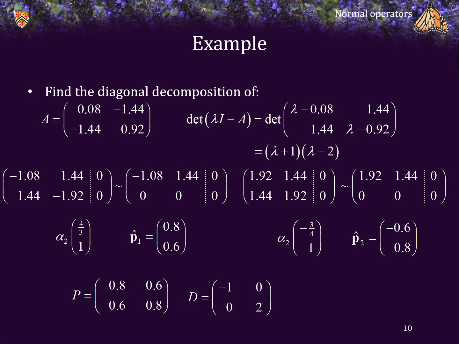So if you were to actually calculate P times this diagonal matrix times P transpose, you would get back the original matrix A. What this tells you, however, is that the effect of this matrix is to scale by a factor of 2 in the direction of P2, whereas in the direction of P1, it's actually a reflection in the axis defined by the vector P2.